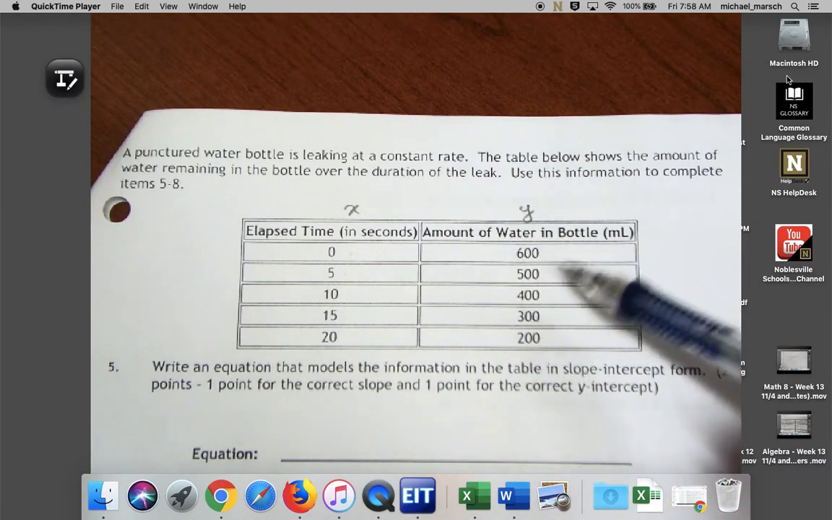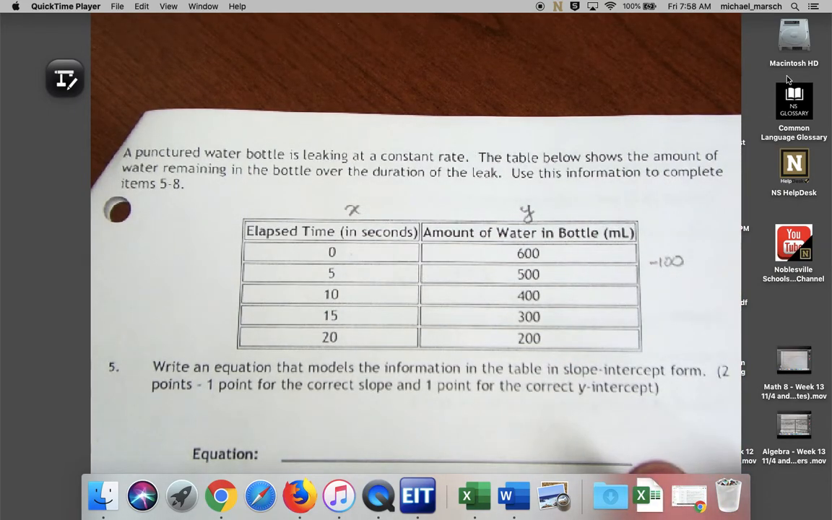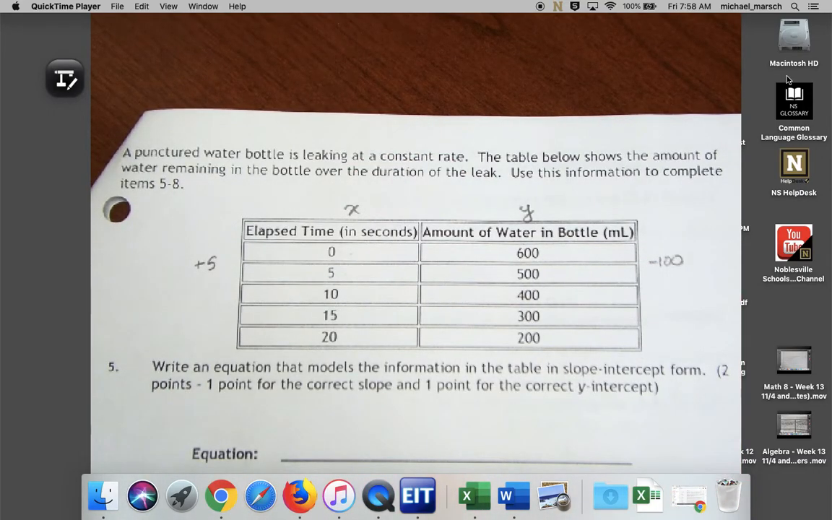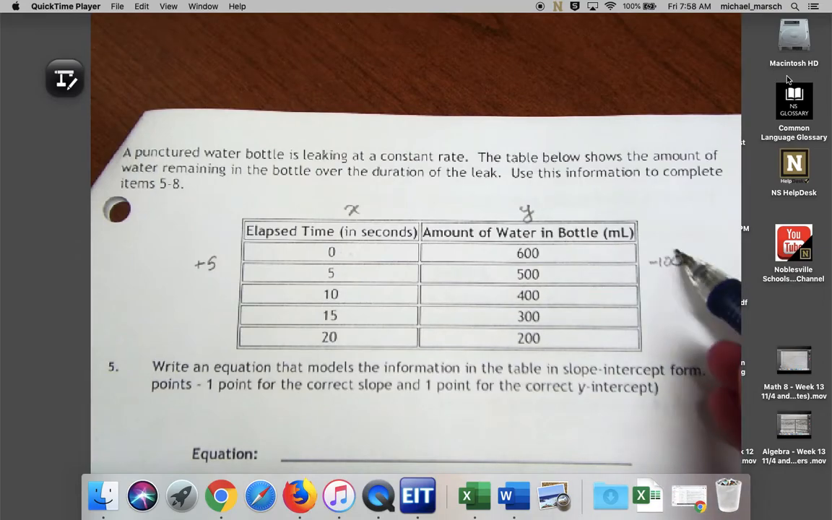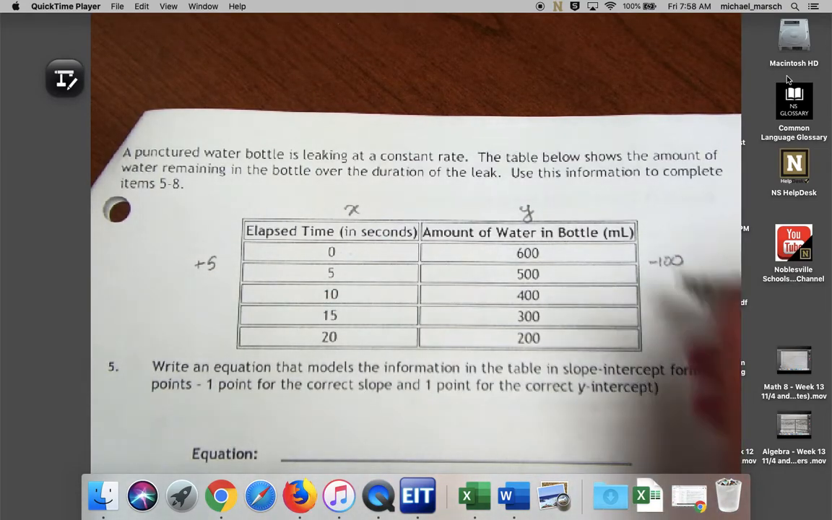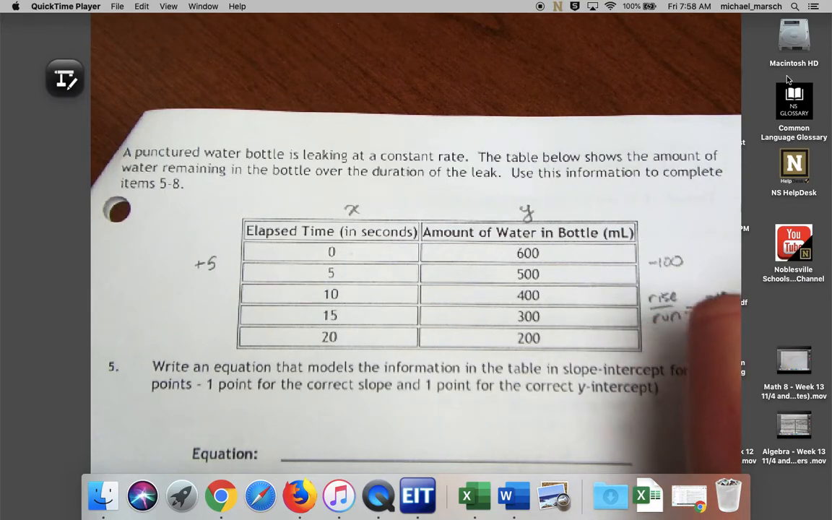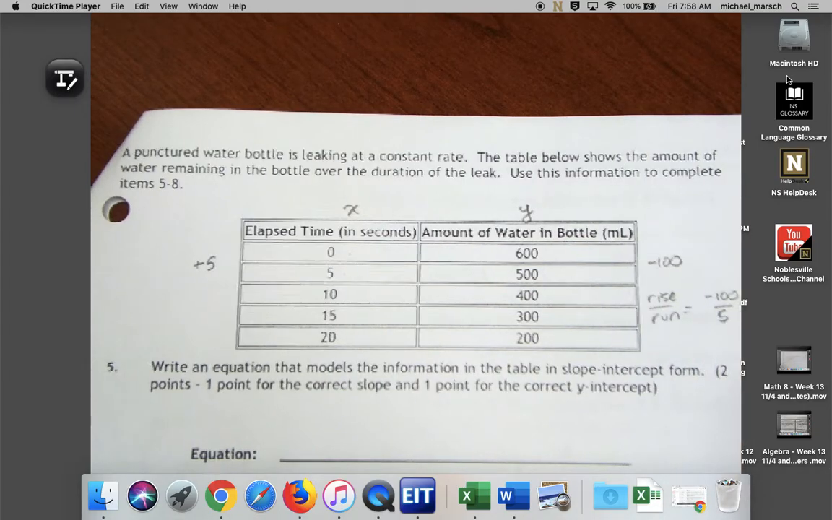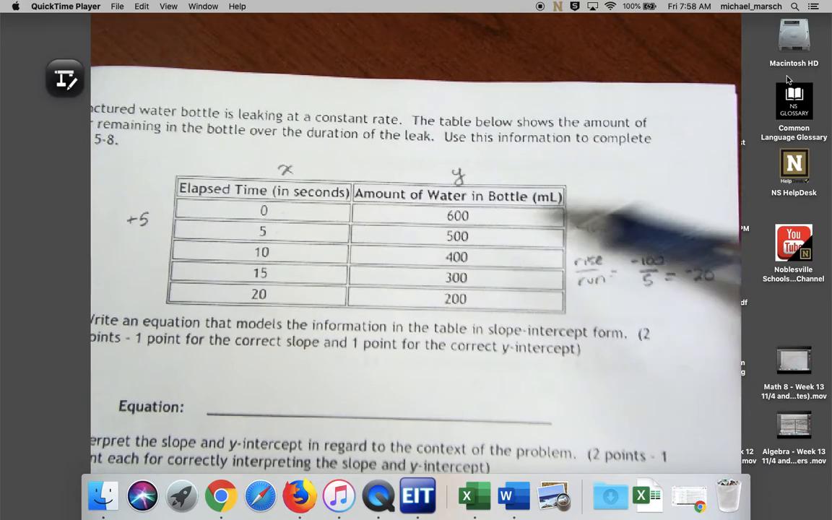Okay, so if I'm losing 100 milliliters every 5 minutes, so if I were to write that as a slope, remember it's the change in y over the change in x, my rise or fall over run, I would get negative 100 over 5, which means my slope has to be negative 20 because that tells me that every minute, excuse me, these are seconds.